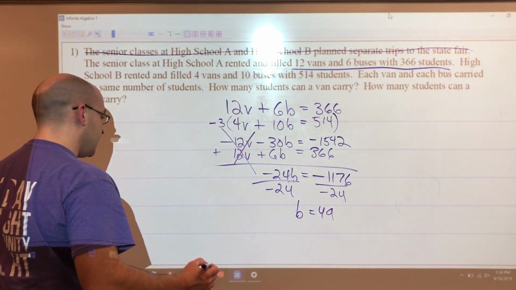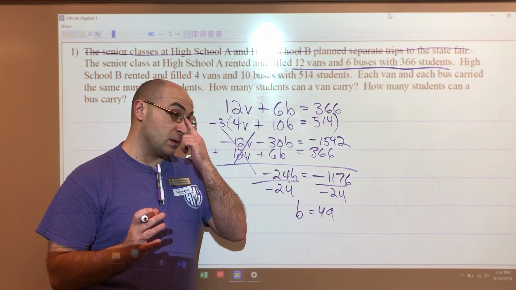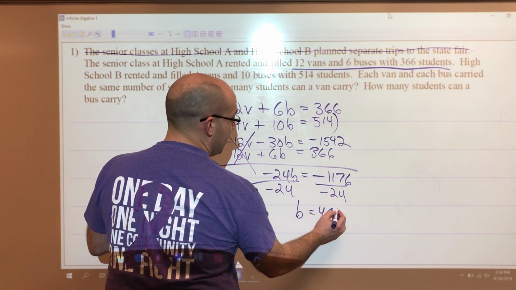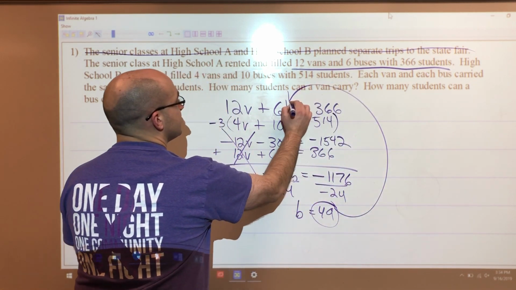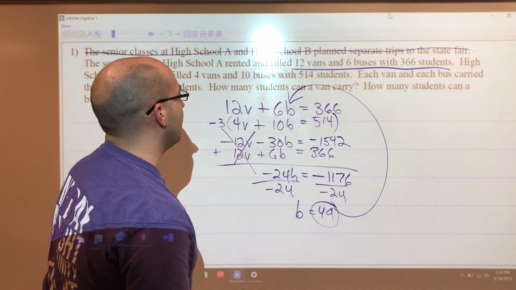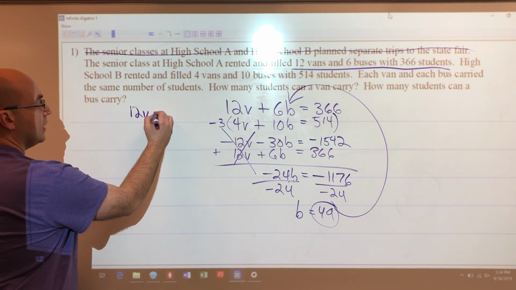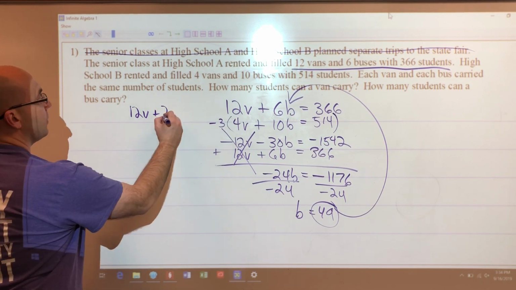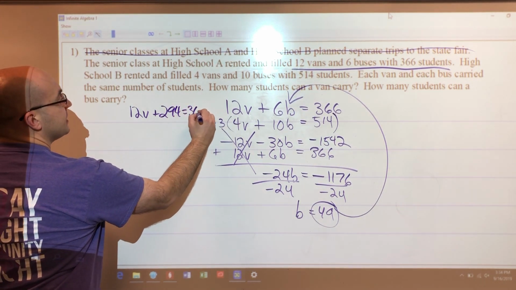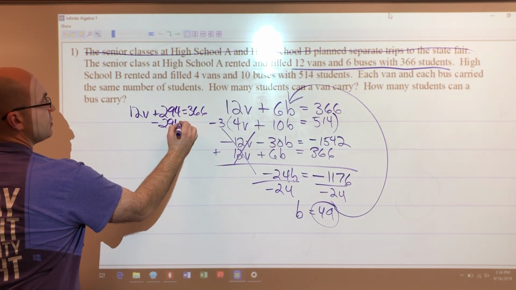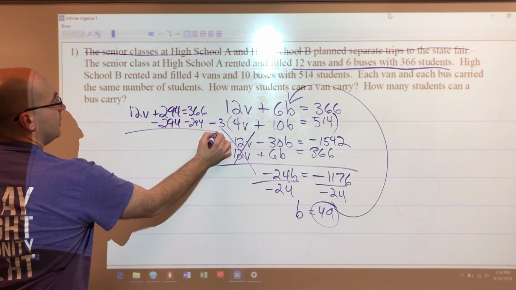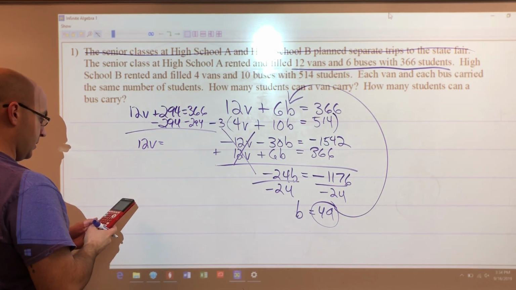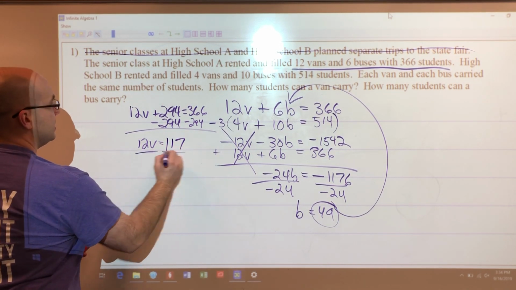Now think about that for a second. That's a bus, right? So a bus typically would hold about 40 kids, 50 kids or so. So that's a good number. Now I want to find out how many kids will be in a van. So I'm going to substitute 49 in for B up here. So 12V plus 49 times 6, 294, and that's going to equal 366. Two-step equation, subtract 294 on both sides. And I'm going to get 12V equals 117. Divide by 12 on both sides.